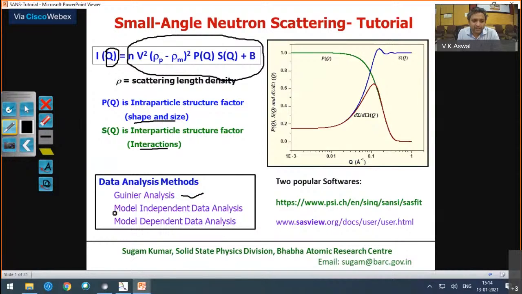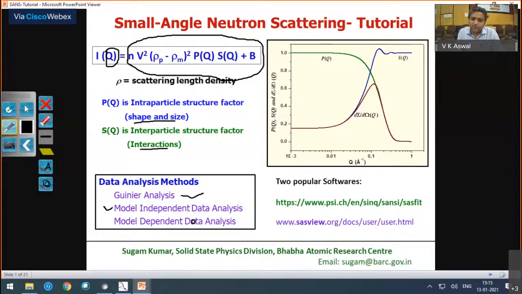The second is model independent data analysis. As the name suggests, this is independent of any model. As I said, this is the scattering intensity as a function of Q, the scattering vector, in momentum space. If we take the inverse Fourier transformation, we will get the information in real space. So this methodology is employed in so-called model independent data analysis, where the inverse Fourier transformation of the scattered data is taken to get information about the real space parameters. I will touch upon this also.